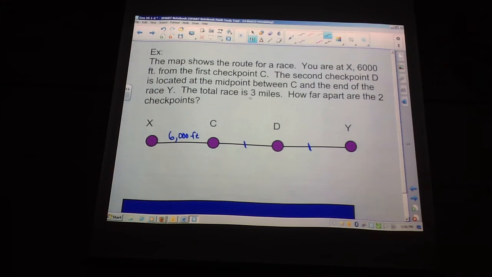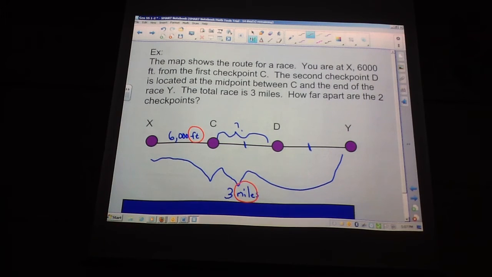Alright, the total race is 3 miles. So I'm going to put a big bracket down here, and that's not a very good bracket, but we're going to go with it. And it asks how far apart are the two checkpoints. So it's after this length is what we're trying to figure out. Well, the first thing you probably notice is that your units are different. So you've got to get the same units before you even start working the problem.